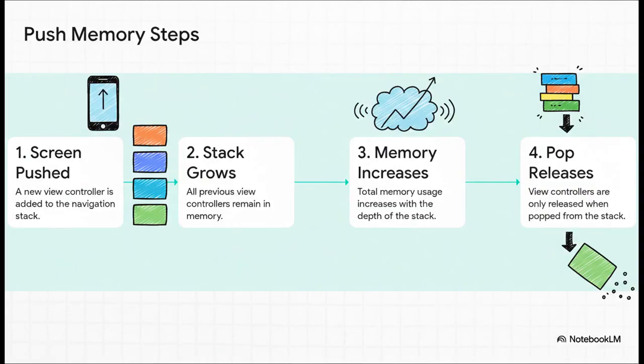In this book metaphor, it translates directly to how memory works. When you call push view controller, that new screen gets added to the navigation stack. It doesn't replace anything, it just sits on top. And that means all the previous screens, the entire history you just navigated through, are kept alive, active, and sitting right there in memory. So your memory usage just grows and grows with every single push.